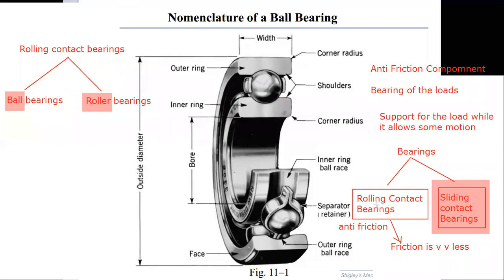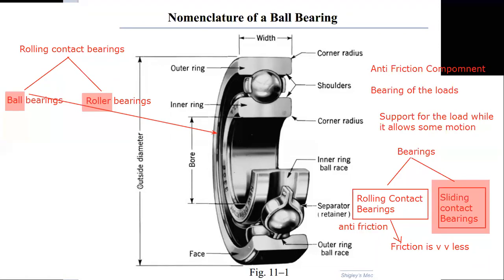Now, the bearing that you are looking at over here in the picture, this is a ball bearing. ठीक है जी, ये कौन सा bearing है? This is a ball bearing. ये जो bearing है, this is a ball bearing, right? Now, this ball bearing is made up of different parts.